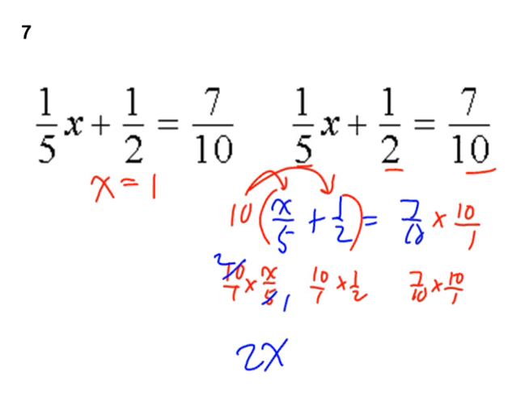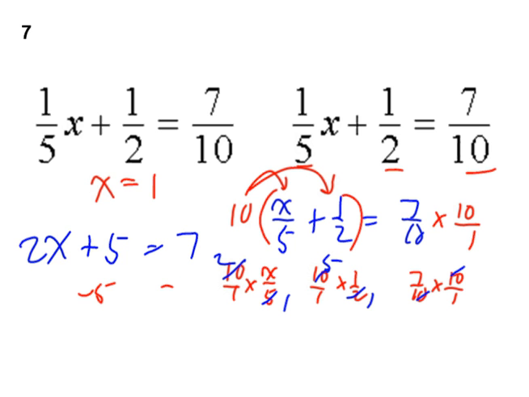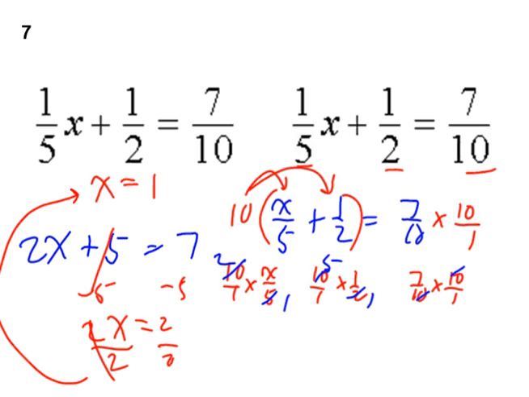That gives me 2x plus 5, or a positive 5, equals 7. I'll bring this over here. I'm running out of space. Subtract 5 from both sides. 2x equals 2. And divide by 2. And x equals 1. So either way you do it, you get the same answer. Probably the first way was easier, but if you did the second way, it still got you the same answer.